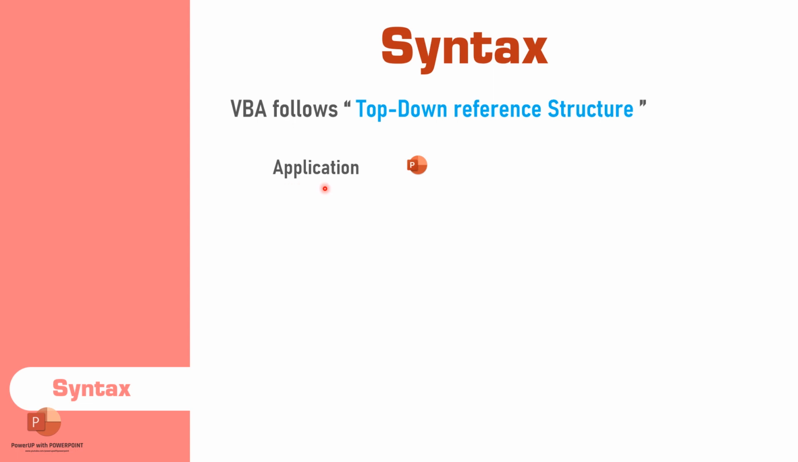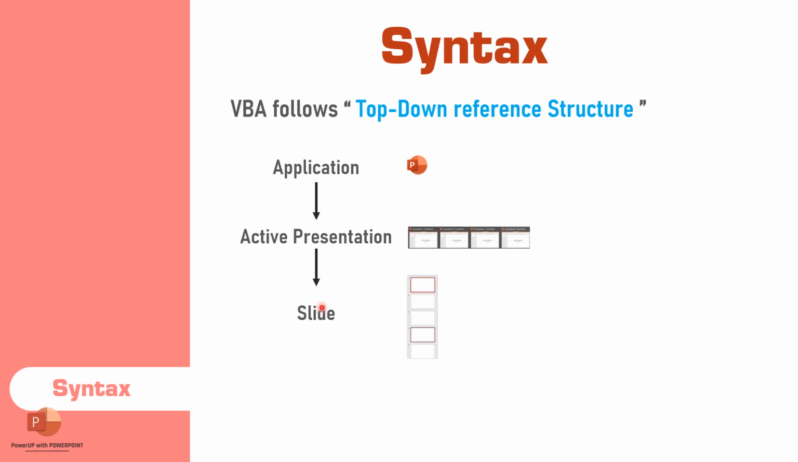After the application, we will go one step down to the active presentation. This is because if we are working on multiple presentations, we need to point at the one presentation that we are working on. Here, the term active refers to the presentation file which we are currently working on. Once we point at the presentation file, we next go one step down to the slides. Again, each presentation will have multiple slides. We need to point at one particular slide which we will be working on.